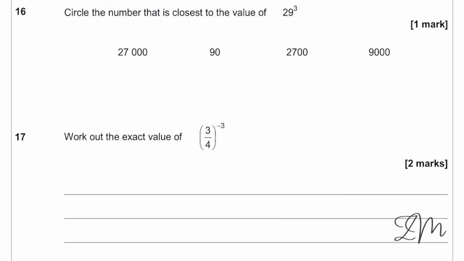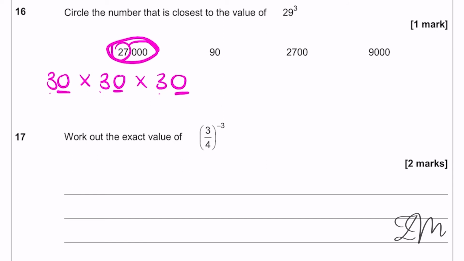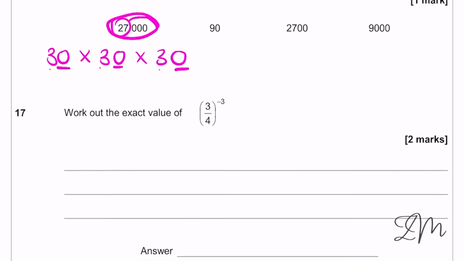Okay, so we're going to now circle the number closest to 29 cubed. Let's think, this is non-calculator, so we want to make it easy. So let's pick 30. 30 times 30 times 30. 3 times 3 times 3 is going to give you the 27. You've got 1, 2, 3 zeros, so it must be 27,000.